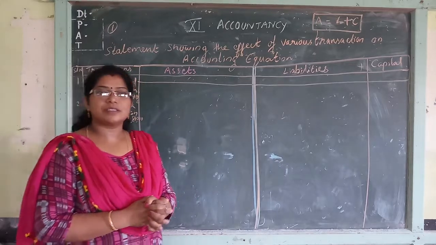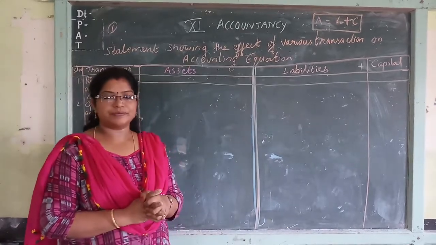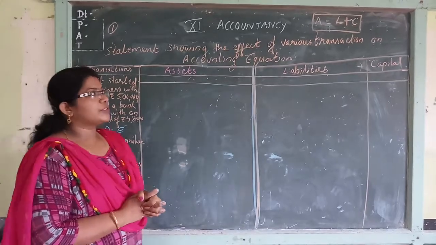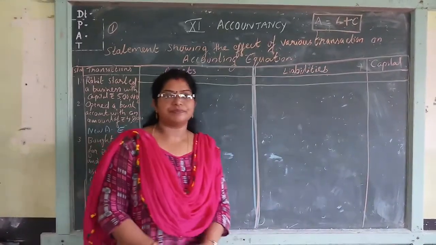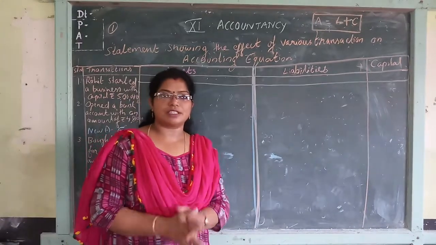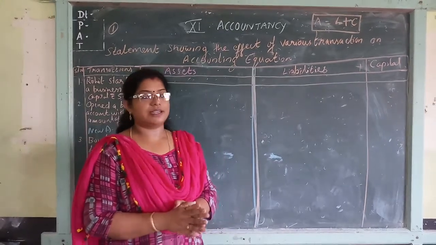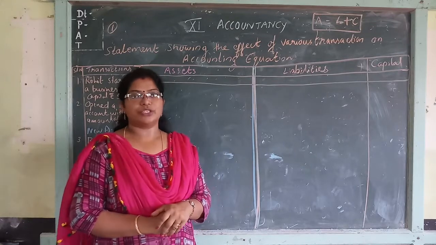So, our topic is accounting equation. Accounting equation, that is a formula. Accounting equation is equal to liabilities plus capital. In the previous video, I already discussed the details regarding this accounting equation.